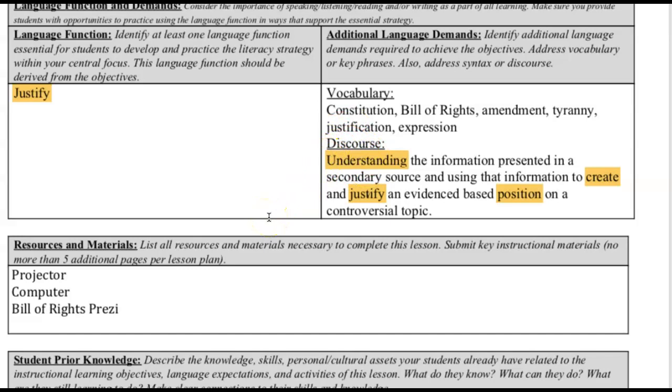In this case, he uses the word understanding the information presented to create and justify an evidence-based position on a controversial topic. And I don't mind all of this except for the word understanding, because I think that's really hard to assess. It's hard to assess if someone can understand something as opposed to describe or justify or assess or analyze, which also might have a little bit of contentiousness, according to some other professors like Leon. But I think the word understanding is really hard to assess.